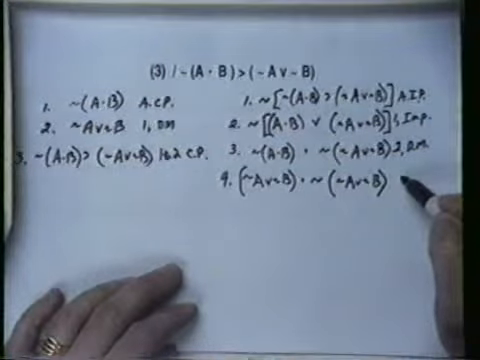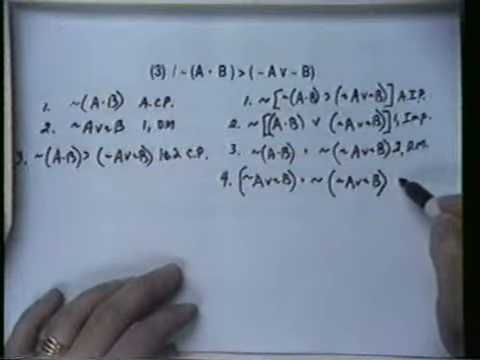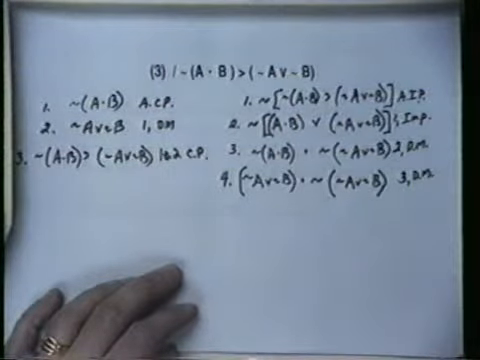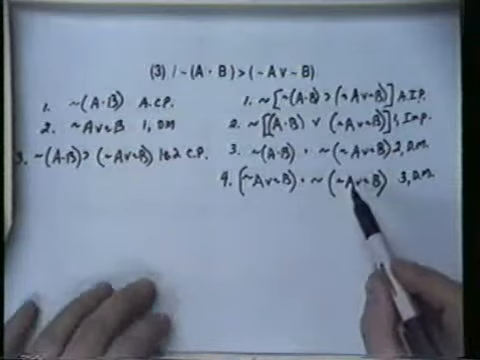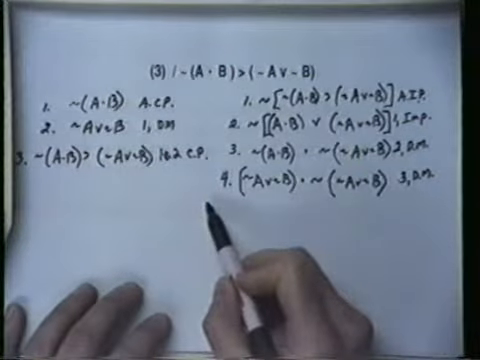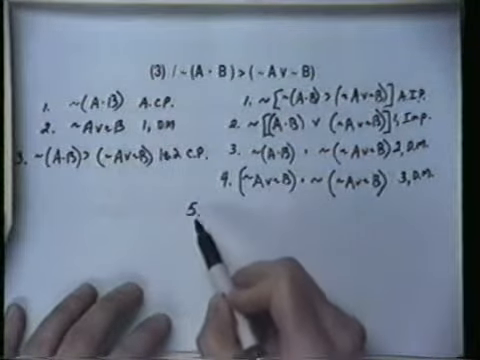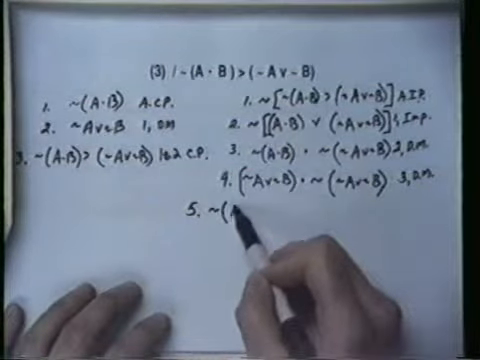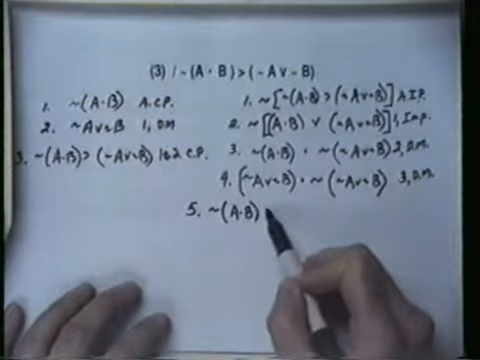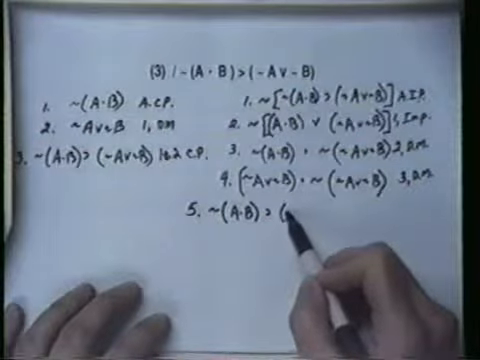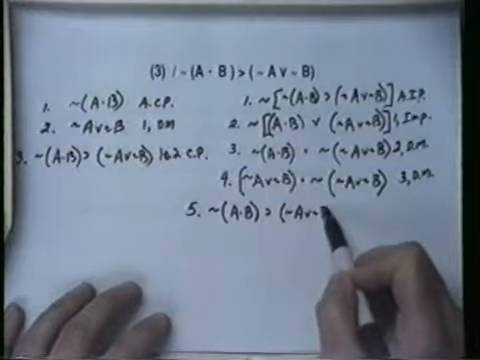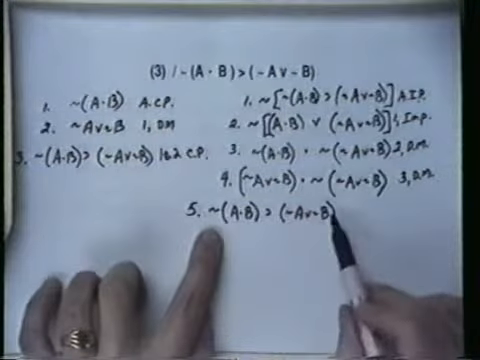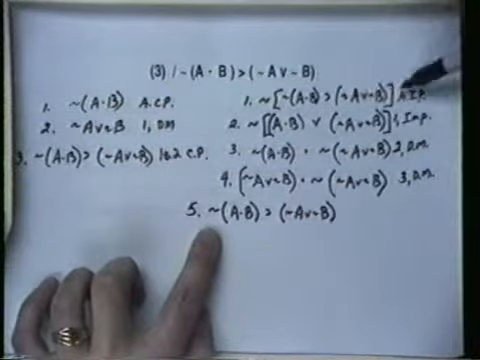We just need to clean up a little bit. This move, again, was line 3, De Morgan. There's our contradiction, and so we discharge an indirect proof, come out with line 5, and we get not (A and B) hooks not A or not B, because this is the negation of our initial assumption.